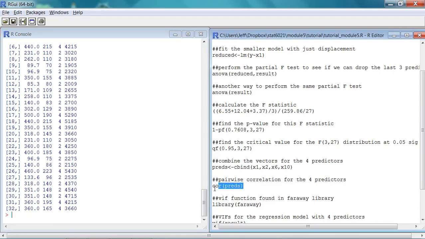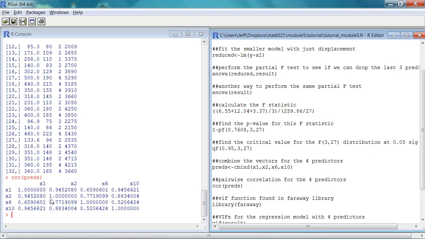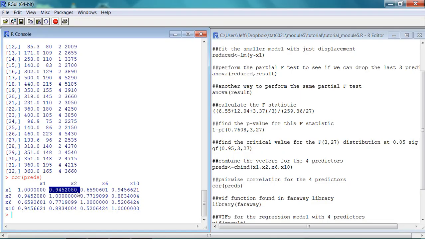Now, if I want to look at all pairwise comparisons, all pairwise correlations, I should say, I just use the correlation function, COR. And this gives me the correlation. So the diagonals will always be 1, because each variable with itself will always be perfectly correlated. But if you look at x1 with, say, x2, that's pretty high. x1 with x6, pretty high as well. x1 with x10 pretty high as well. So we can kind of see, since all these values are pretty high, that they are all fairly highly correlated with one another.